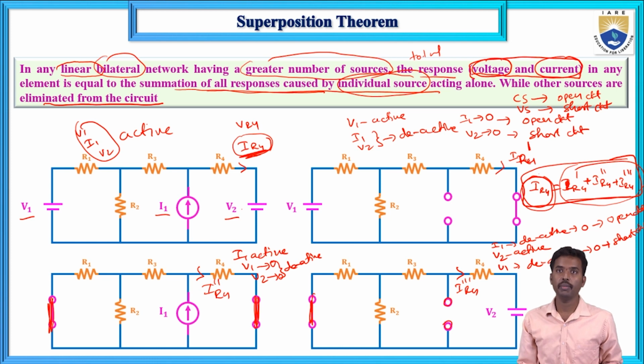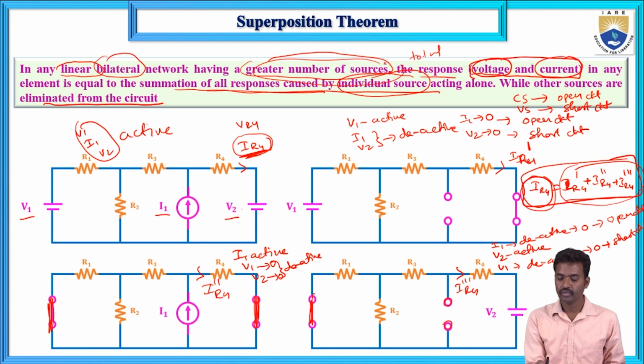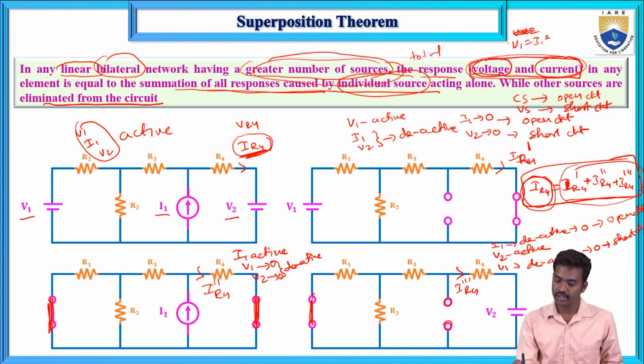Now we have two limitations. It can be applicable only for multi-source networks, and the response may be either voltage or current, not power calculations. Here the response should not be power, because V is directly proportional to the, sorry. So here V equals I into R, I equals I dash plus I double dash, and V equals V dash plus V double dash.